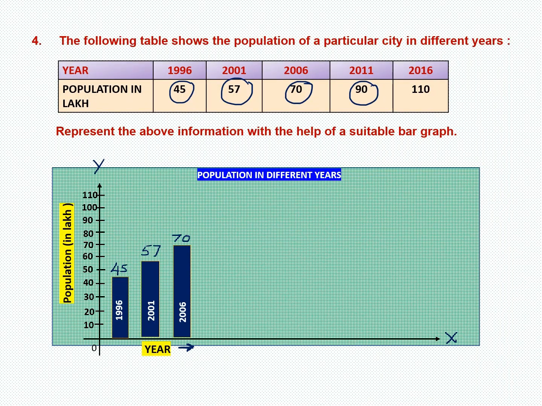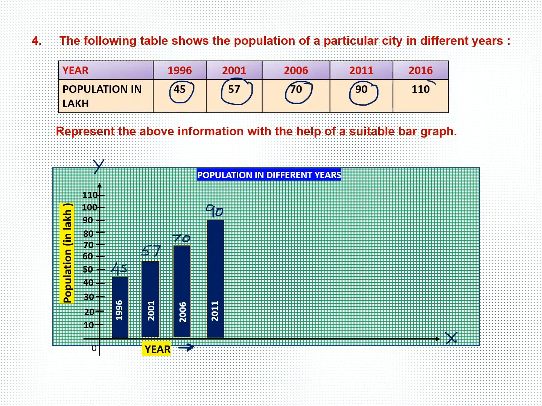Let's go to the fourth one. 2011, it's gone up to 90 lakh. And 90, as you can see, is here. So draw your bar in line with 90 with the help of your scale. So now let's draw. So we've got 90, and this is for the year 2011. So in that year, the population was 90 lakh.